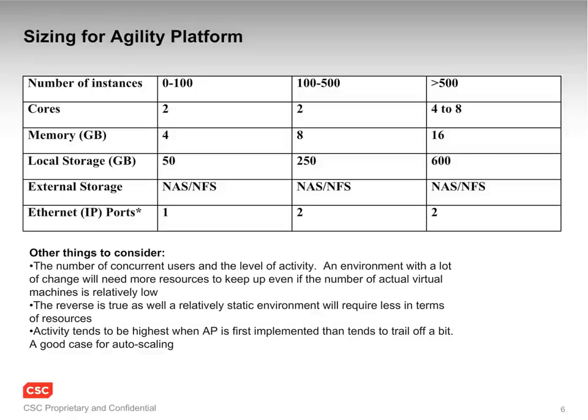Here we have a simple chart for sizing Agility Platform. The number of instances is a good rule of thumb, but it's also important to consider the number of concurrent users and the level of activity. The amount of change in an environment is likely to impact the performance of Agility more than the actual number of managed instances. It's usually wise to have 4 to 8 cores and 16 gigs of memory for the Agility primary server. All of the other components can scale automatically. So this gives you the most flexibility in terms of managing your environment.